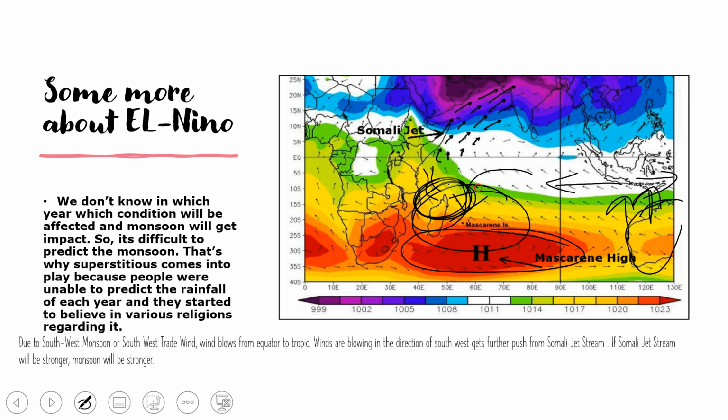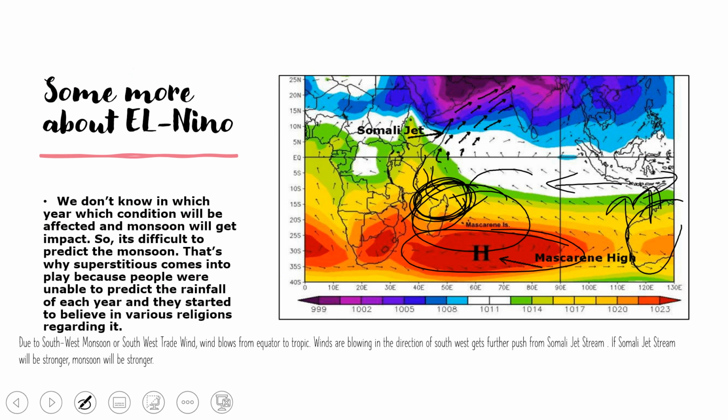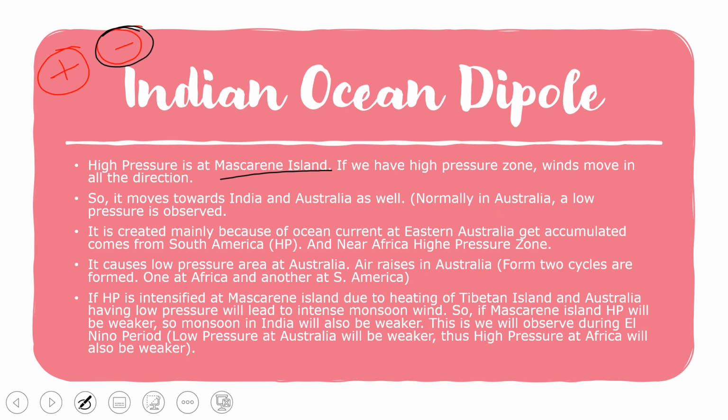So on the Mascarene Island and the African coast, we will see huge floods occurring in a positive dipole kind of situation. The same thing is explained here: high pressure at the Mascarene Island, this one. If we have a high pressure zone, the wind will move in all directions. It means that the wind is not rising above, the wind is moving in all directions.